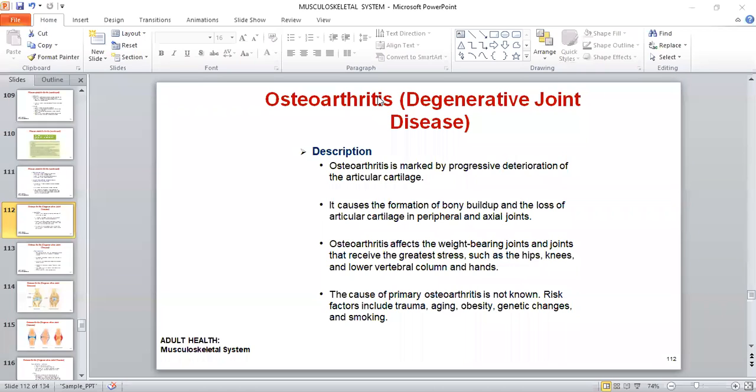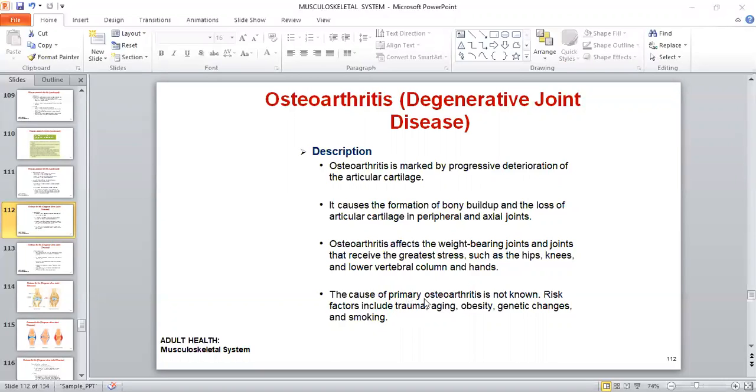Okay, so osteoarthritis is marked by a progressive deterioration of articular cartilage. So it causes the formation of bony build-up and loss of articular cartilage in peripheral and axial joints. Osteoarthritis affects the weight-bearing joints, right? Such as the hip joint, knee joint, or lower vertebral column.